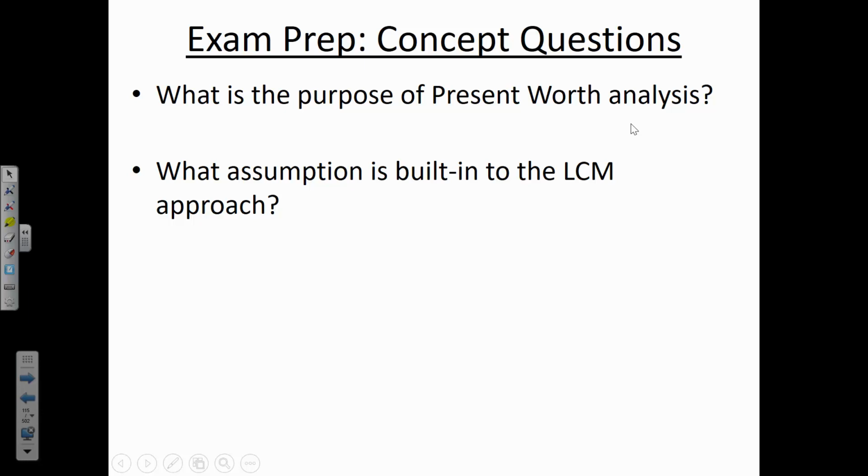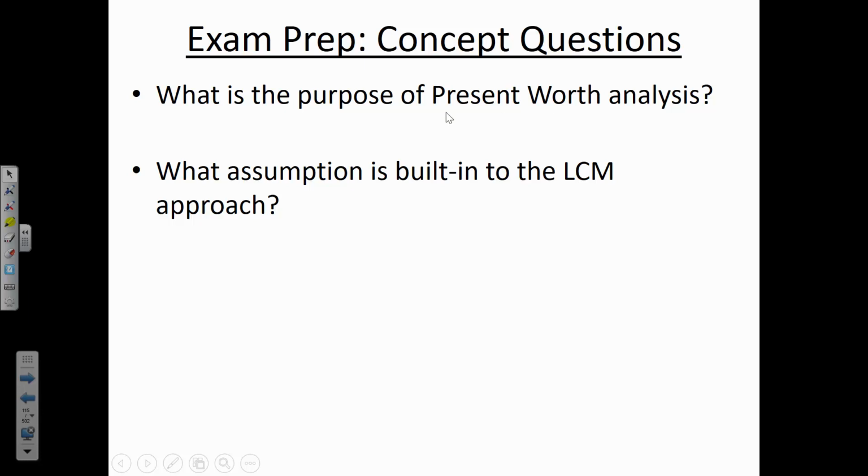Okay, good. So it's the repeatability assumption. Just what she said, that the revenues and the costs are repeatable. So if you're going to be repeating some cash flow diagram, then you're assuming that it's possible to do that.